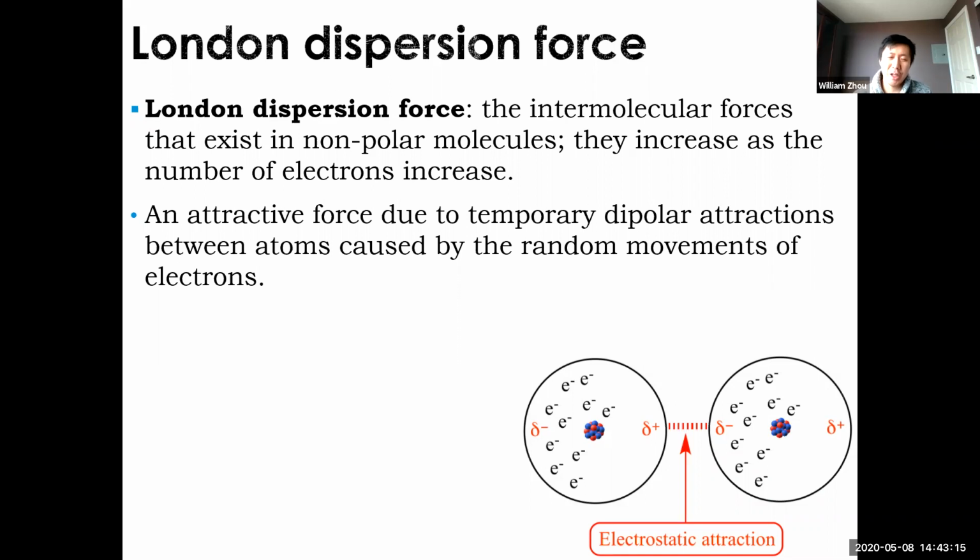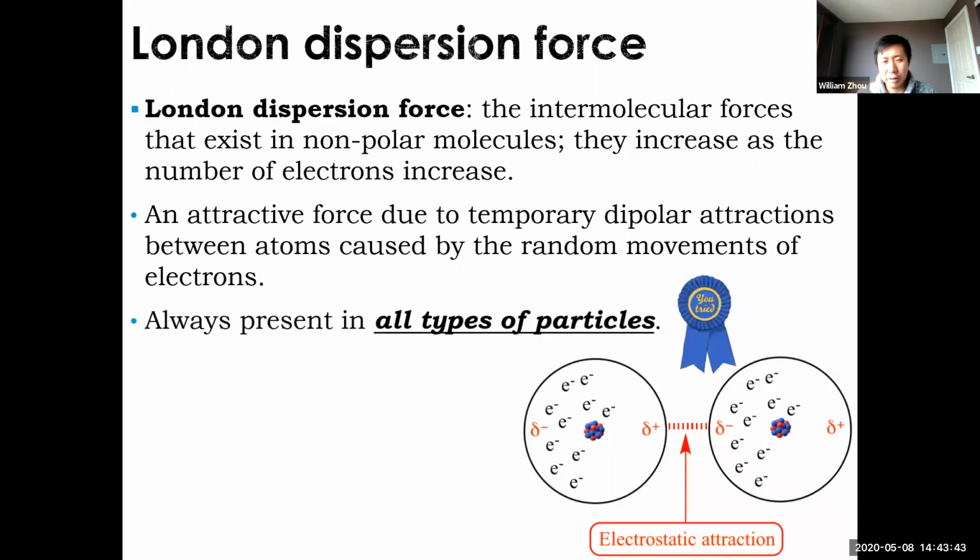And because of the sheer number of atoms, a rare event like this becomes common when you have literally hundreds of trillions of atoms trying to do this at the same time. So you're going to get a lot of this interaction. And obviously, the more electrons you have, the stronger that temporary dipole can be. So this is caused by electrons, which explains why more electrons will have a stronger London force. Now, this exists in all types of particles because everyone has electrons.